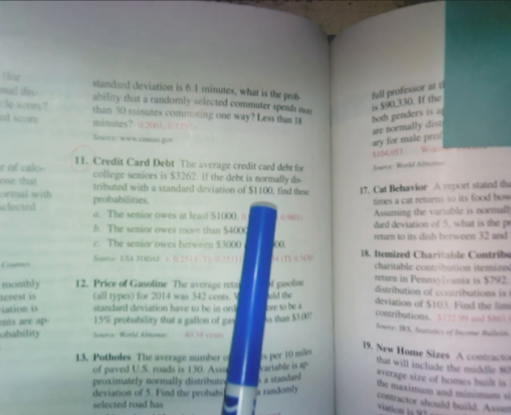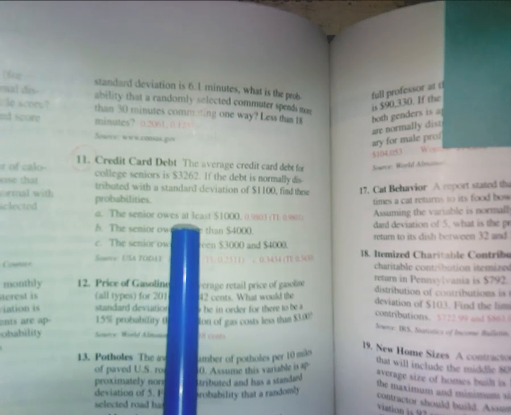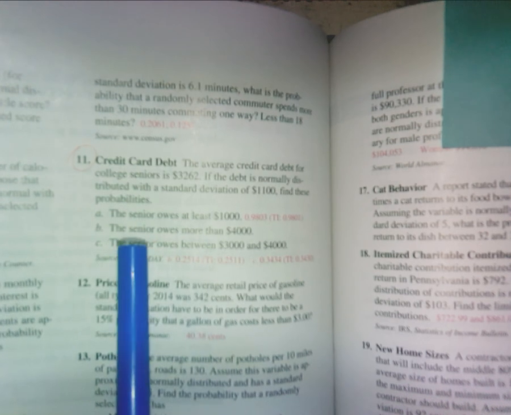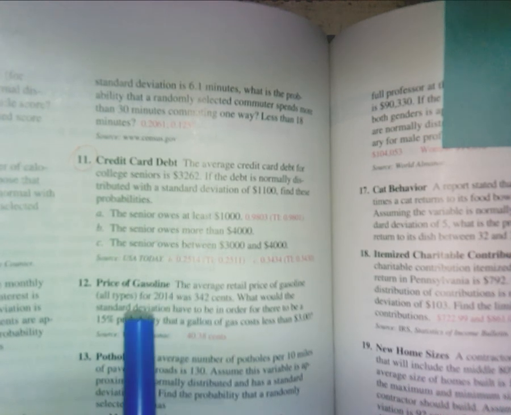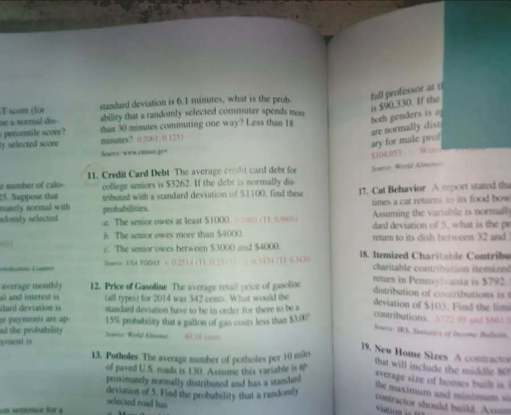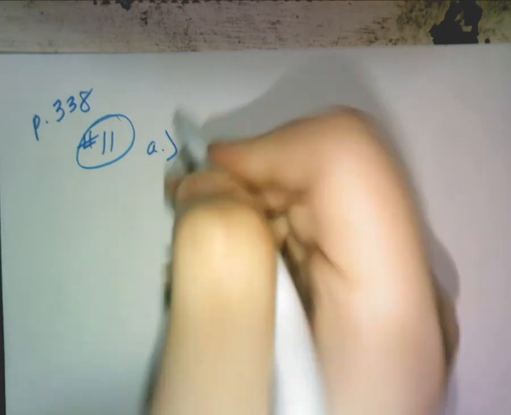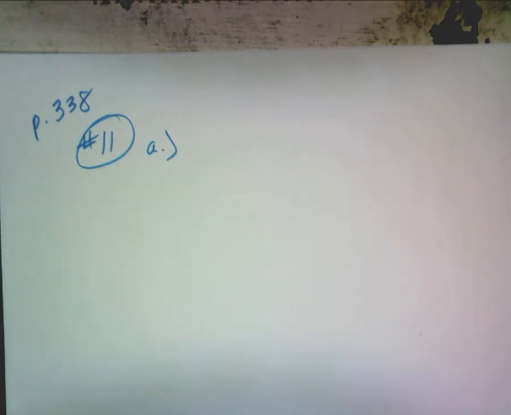Distributed with a standard deviation of 1100, find these probabilities: that a senior owes at least 1,000, that a senior owes more than 4,000, and that a senior owes between 3,000 and 4,000. Okay? So we're going to work this through together, and I'll help you out. I'll read it again so you can understand. The first one says the senior owes at least 1,000.